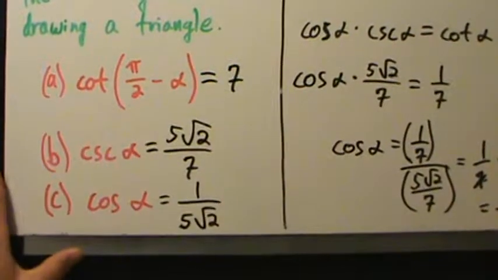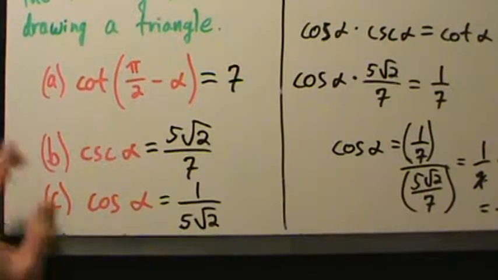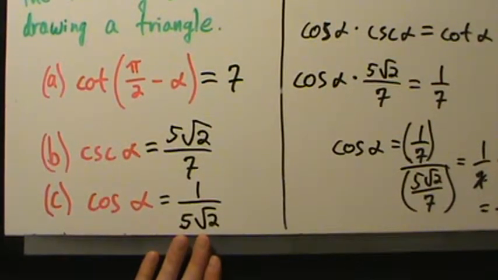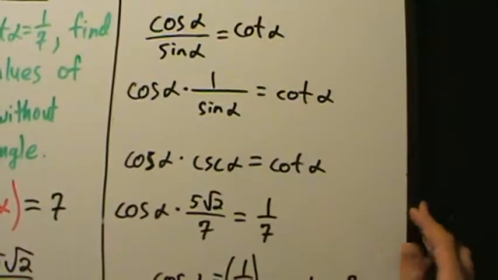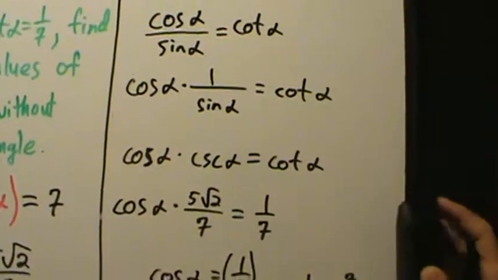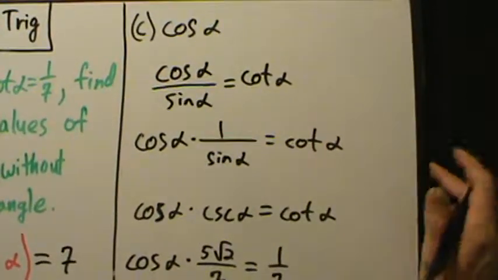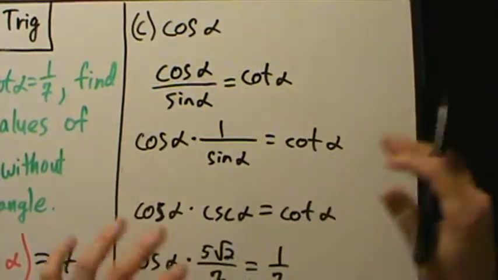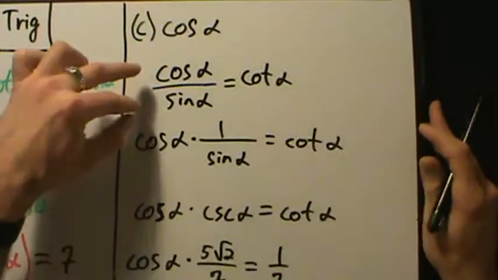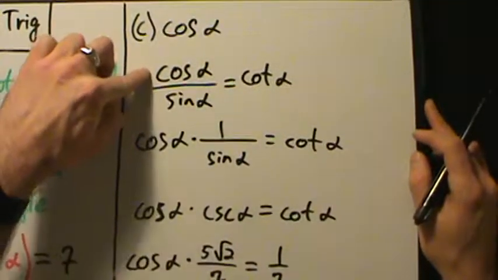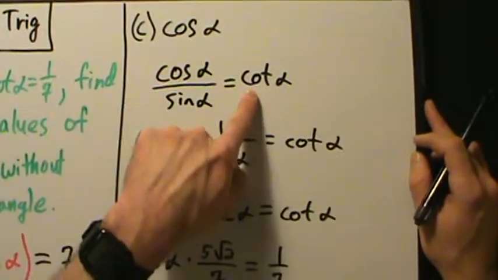But again, if you have to rationalize the denominator, or if you insist on doing so, then let's see what that would be here. So we can erase all this. Let's recap what we did real quick. Cosine of alpha. There's a few different ways to approach this, but what we said was, let's use the quotient identity: cosine of alpha divided by sine of alpha equals cotangent of alpha.